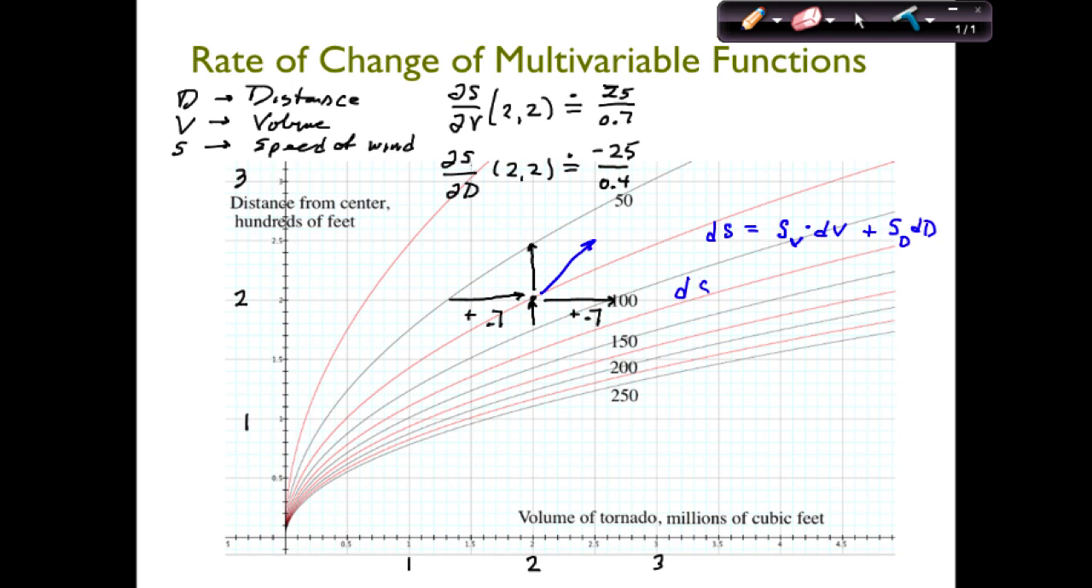So what kind of vector operation is that kind of like? Multiplying, multiplying, adding. Isn't it the dot product? So I'm going to make vectors out of this. I'm going to make a vector of the partial derivatives, and a vector out of the changes: the change in volume and the change in distance. The dot product of those two vectors is the same as that, and that dot product is going to give me how much the wind speed changes for a given change in volume and distance.